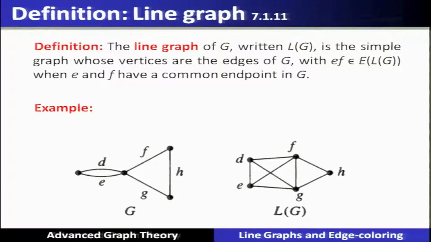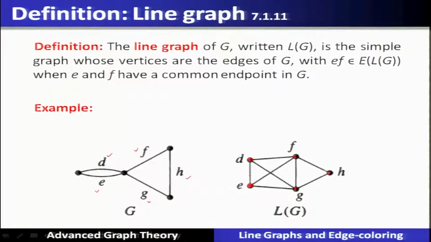The line graph of a graph G, represented as L(G), is a simple graph whose vertices are the edges of G, and whose edges correspond to edges of G meeting at a common point. Take this particular example. If this is the graph G where we have labeled the edges with their names, for every edge there will be a vertex in the line graph.